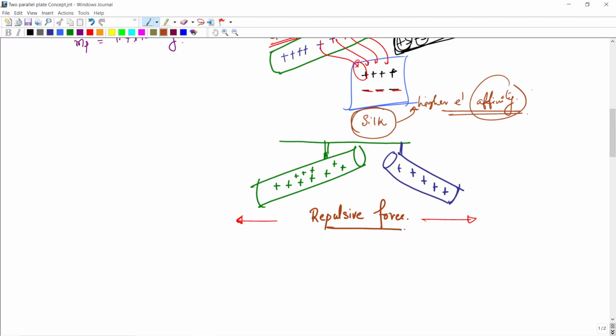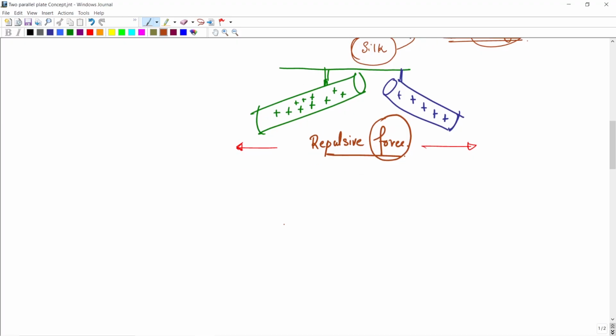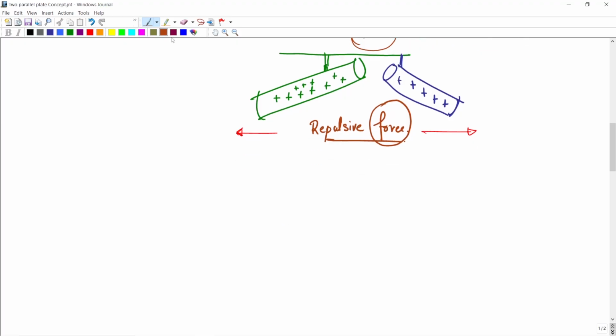Okay, next we discuss what force is, what the force is called, and where the force comes from. We do another experiment. We take a plastic rod and rub it with wool cloth.